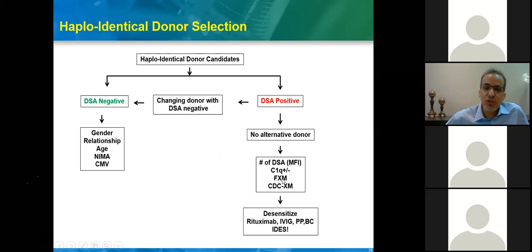We do flow cross-match to see how strong the binding is between the antibody and the target cells. And also, it is very useful to do CDC cross-match, which is in a way confirming your C1Q positivity. If it is negative, then you should have CDC cross-match negative. But this answer you will not get from flow cross-match, because flow cross-match will give you a positive cross-match, whether it is complement fixing or non-complement fixing.